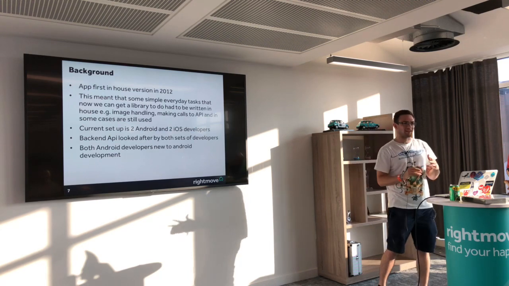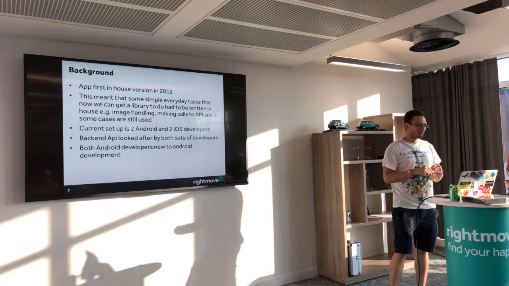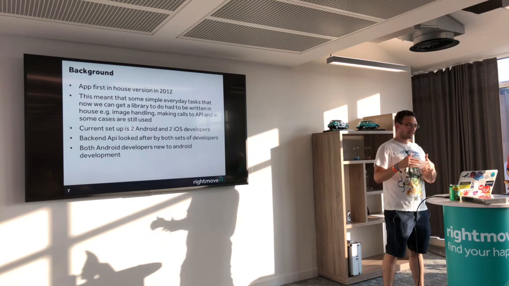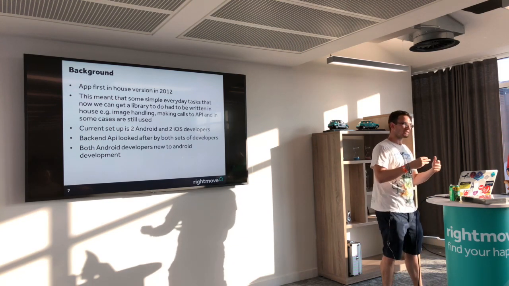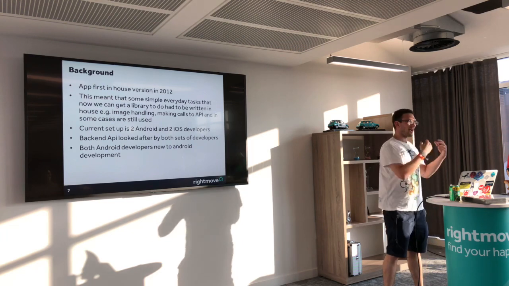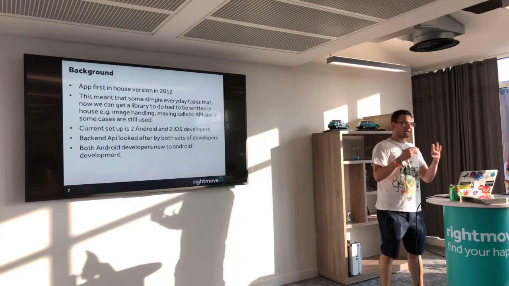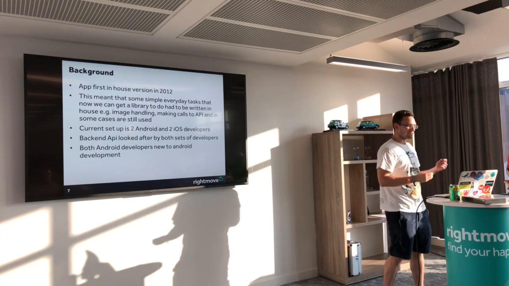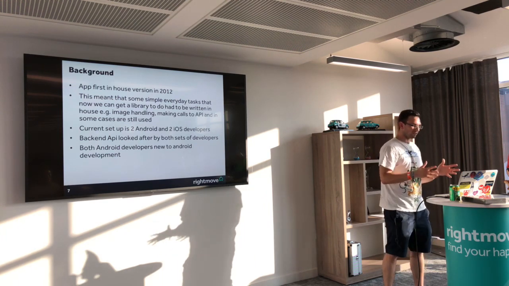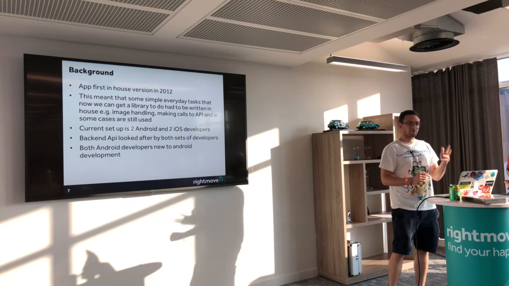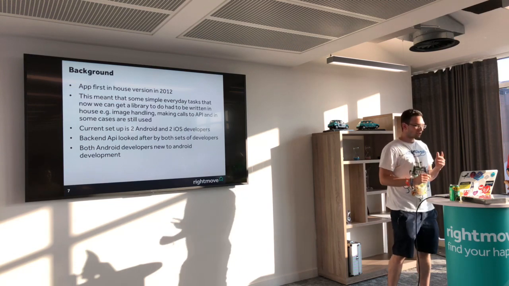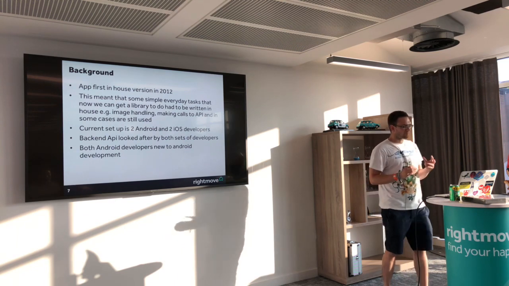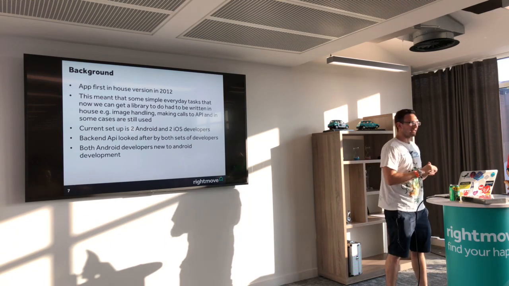This meant that simple everyday tasks that we can now just have a library for and we take for granted had to be built in-house within the app. So things like image handling, obviously we would use Picasso or Glide. That had to be built within the app. Making calls to the API, again, we'd use something like Retrofit. That had to be built within the app. So some of these things were still being used to this day. The current setup of the app team as well is 2 Android and 2 iOS developers, so it's quite lean. And we also have the added benefit of looking after the backend API.